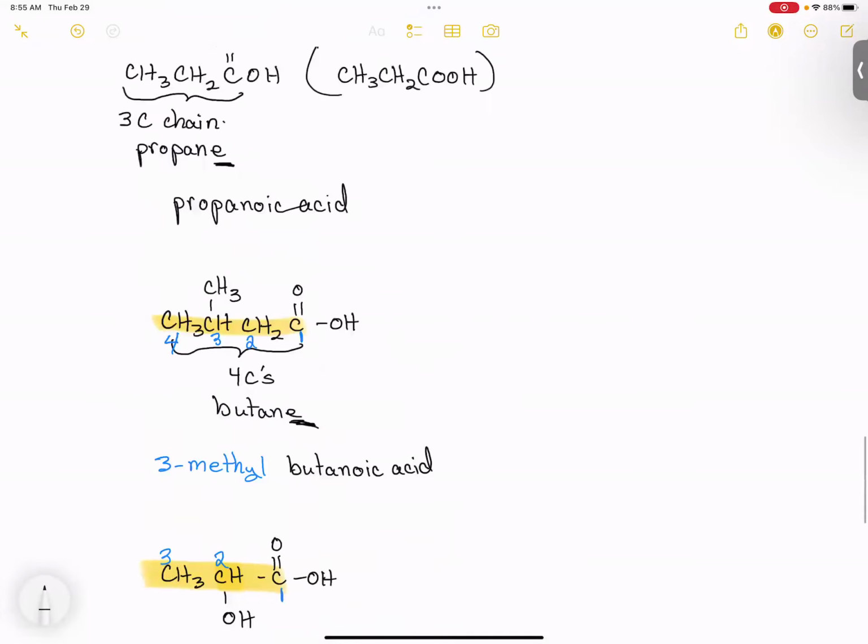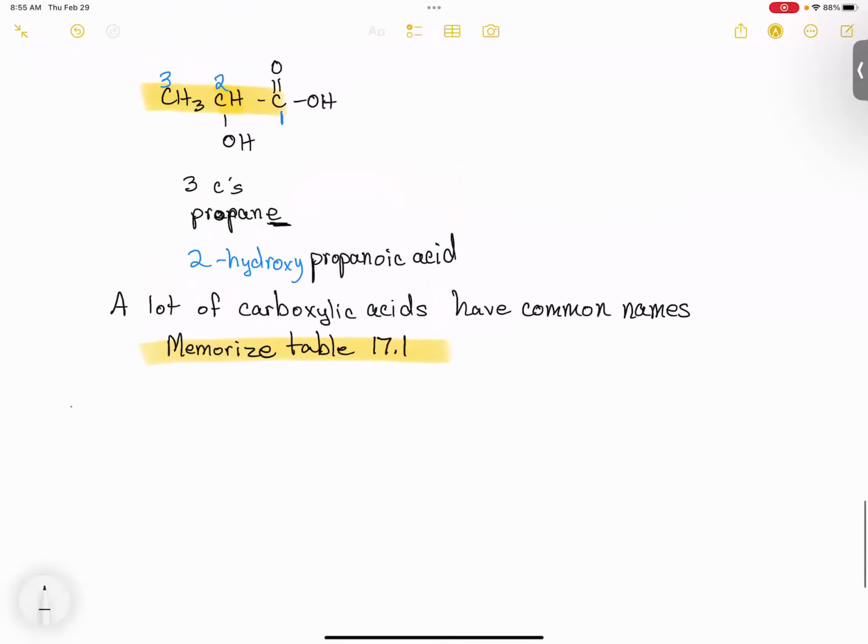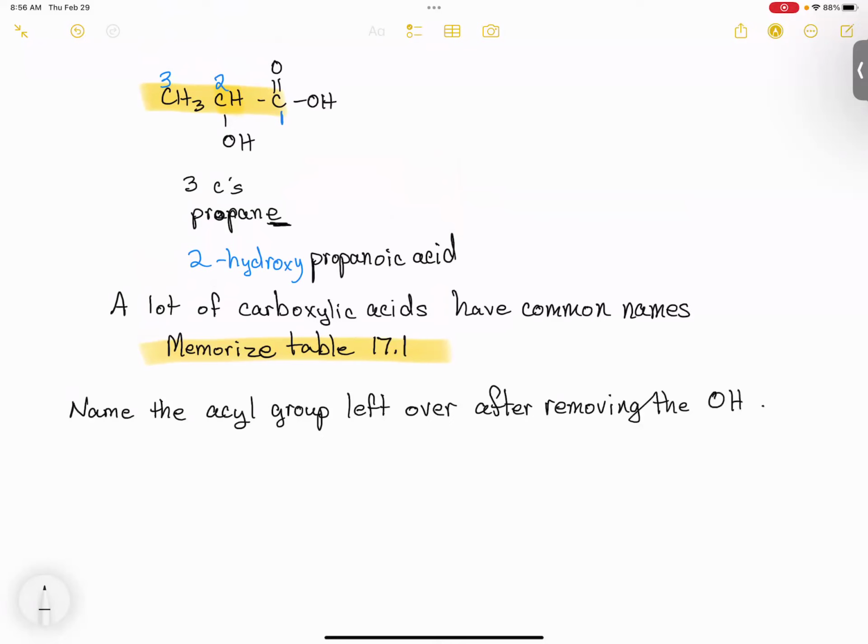Now, another important thing we need to be able to do is name the acyl group left over after removing the OH from a COOH functional group.